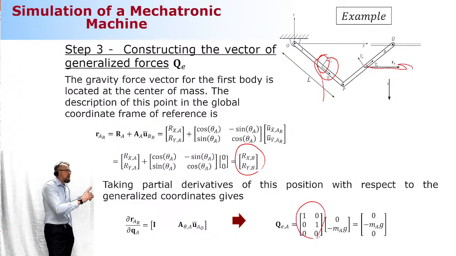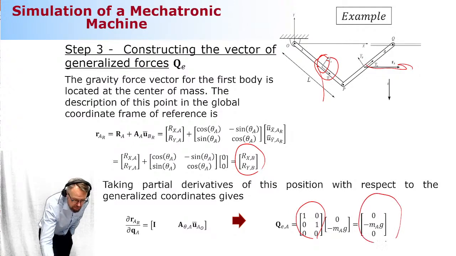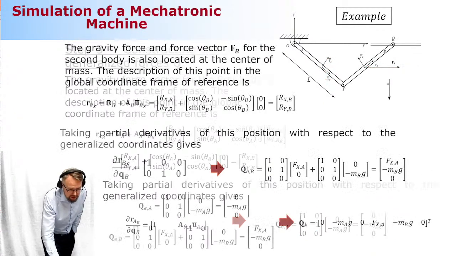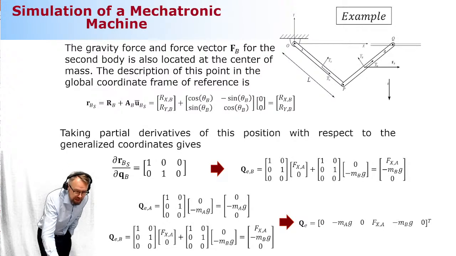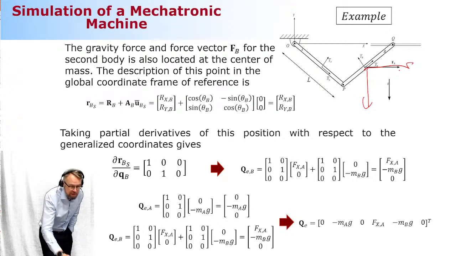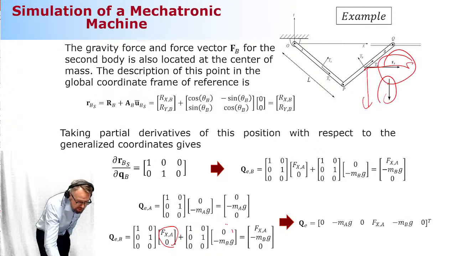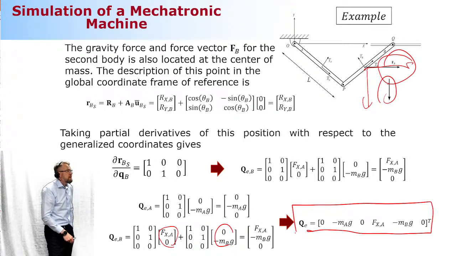Now, once I multiply by my force vector, which is a force pointing downwards only, I will get 3 generalized force components. And then I do the same for body B. In body B, I have a force in this direction and this direction. So when I do the final multiplication, I have this force component, which represents this one, and the gravity, which represents this one. And when I combine these two vectors together, it's going to give me 6 components because there are 6 unknowns.